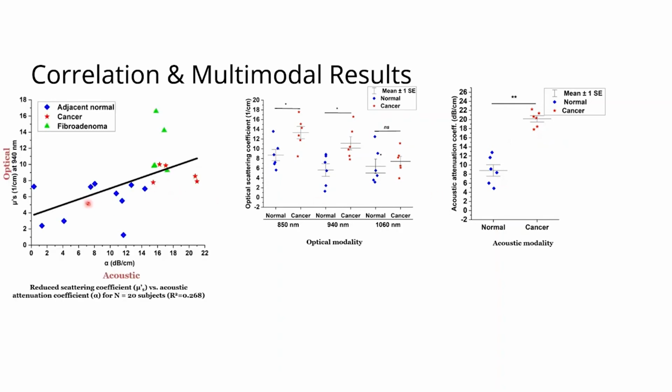We tried to understand the correlation between optical and acoustic properties. So we plotted the normal, cancerous, as well as the fibroadenoma tissues, and on the x-axis we have the acoustic attenuation coefficient, and on the y-axis we have the reduced scattering coefficient. We found that the optical properties correlated positively with the acoustic properties, and all these cancers and the fibroadenoma tissues lie in the first quadrant of this graph.